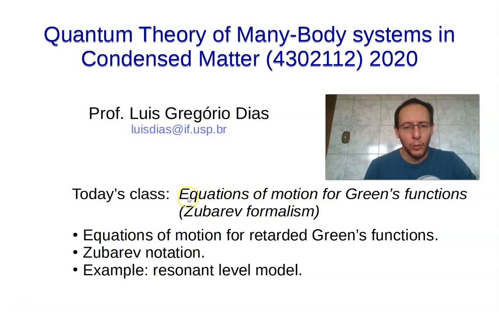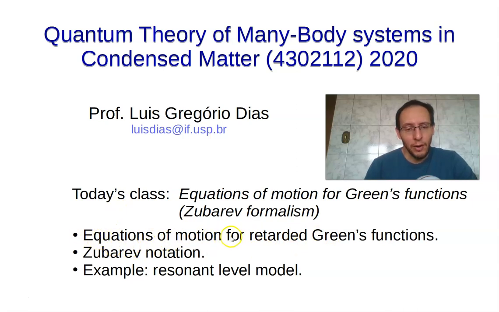More specifically, we're going to go over the equations of motion that we can derive for the time-dependent Green's functions. And we're going to introduce the so-called Zubarev formalism to write the Fourier transform of these Green's functions, so write the Green's functions in frequency space and have an equation that connects different Green's functions for different operators in the same system. So these are the topics.